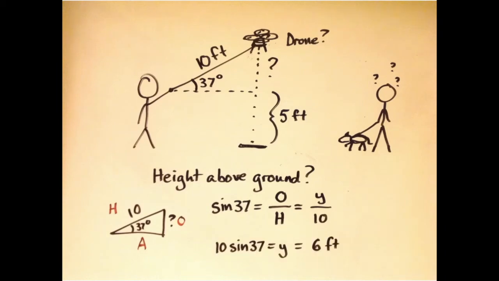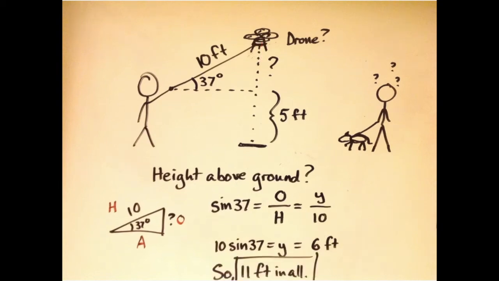And we should get about 6 feet. I'm doing a very slight amount of rounding. Maybe it's like 5.98 or something. But basically, this dimension right here is 6 feet. And so therefore, the drone is a total of 11 feet above the ground.